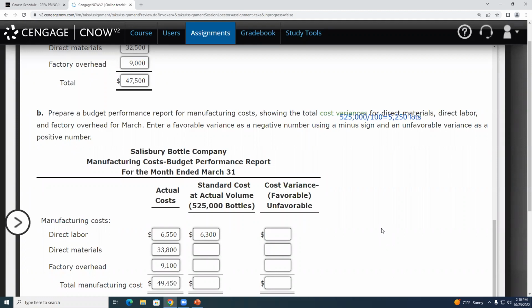Our actual cost exceeded that. That's an unfavorable variance. We spent more on direct labor than we would have expected, even if we had known that we were making 525,000 bottles. So based on the directions we are given, this is an unfavorable variance and we want to show it as a positive number. So you take actual cost and subtract standard cost. Actual cost minus standard cost. If the actual cost is higher, we end up with a positive number for the unfavorable variance. Make sense? Everybody's good?